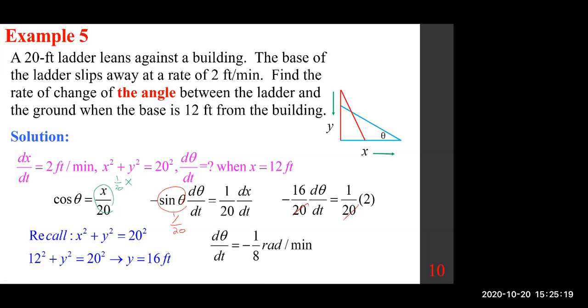Now, what I want to mention would be the units. The units for angles in calculus is always radians unless otherwise mentioned. Therefore, it is negative 1 over 8 radians per minute. Radians per minute. I can't emphasize this enough. Okay, class? Radians per minute.